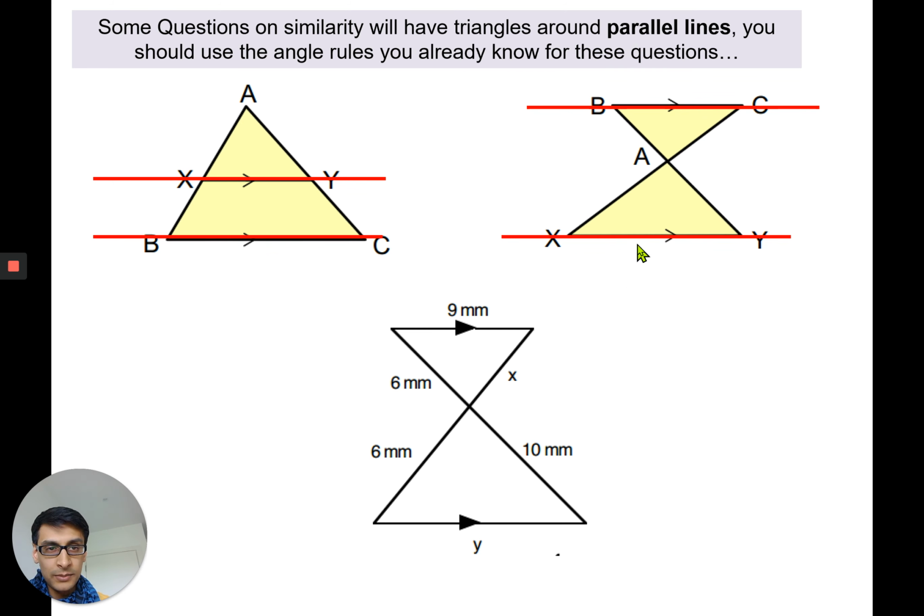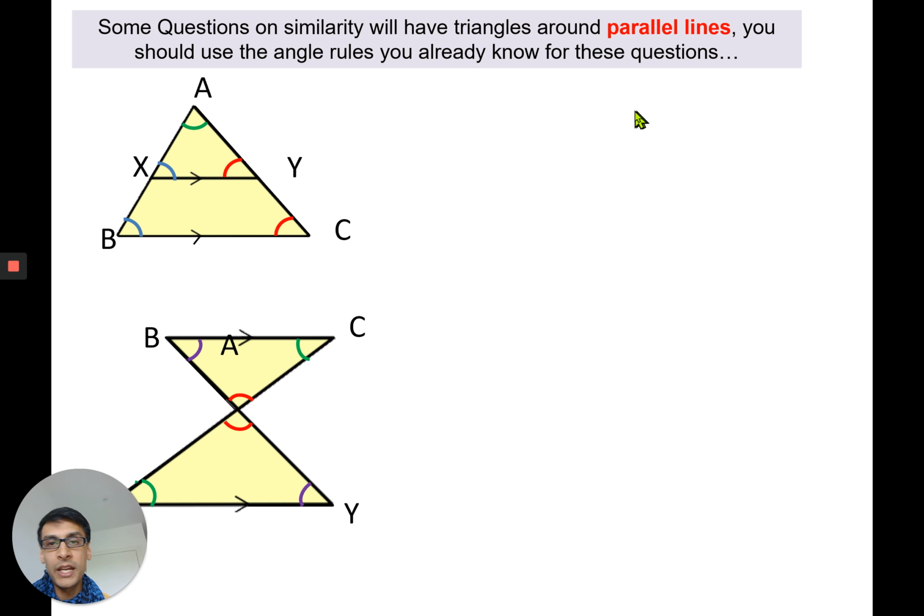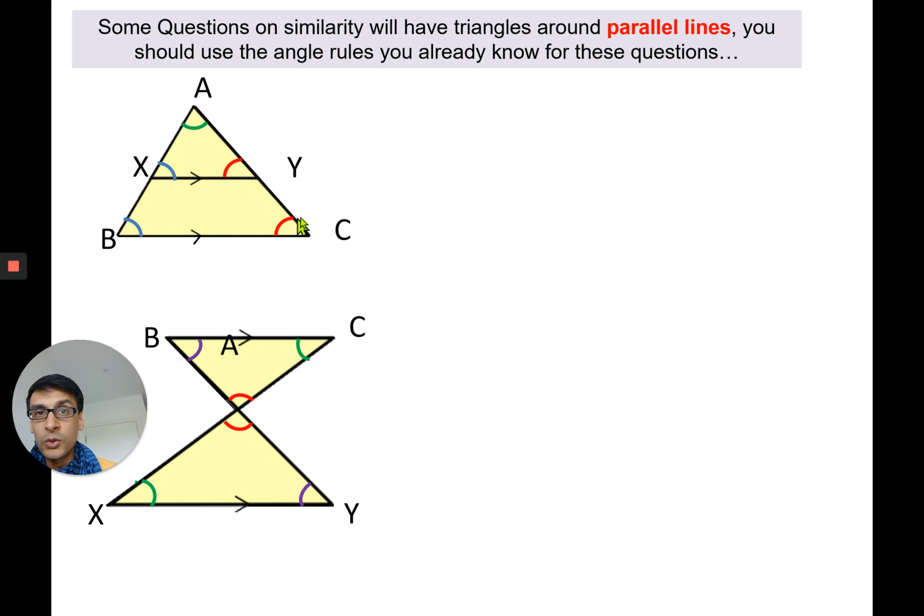And for this shape here, using angles in parallel lines, corresponding and alternate angles, in this case we can say that this angle, let's say BYX, which is this angle here, is equal to CBY, which is that angle up there. I've just colored them in here so you can have a look. The corresponding angles are the correct color. If you're colorblind, then I'm really sorry. I can't really help you there.